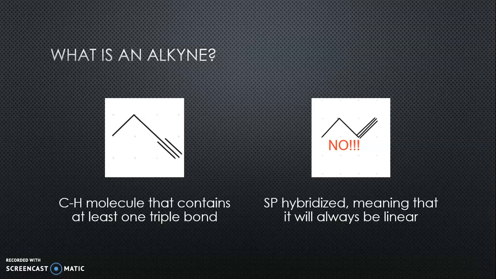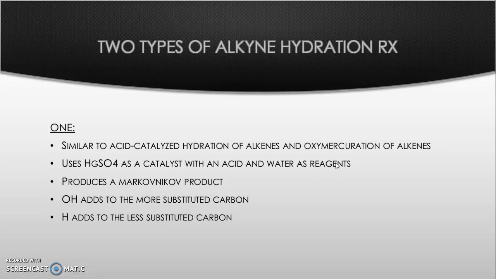What is an alkyne? An alkyne is any hydrocarbon molecule that contains at least one triple bond. I have an example here. This is just a simple bond line. And because the triple bond is sp hybridized, it's always going to be linear. So this is a 4-carbon molecule. 1, 2, 3, 4, not a 3-carbon molecule. Because it's linear, we have a carbon here and a carbon here, and you will never see an alkyne represented this way. This is incorrect, and that's a good way to lose a lot of points.